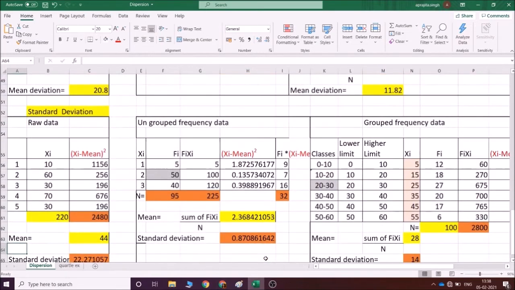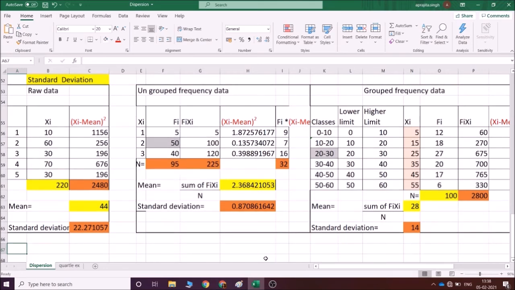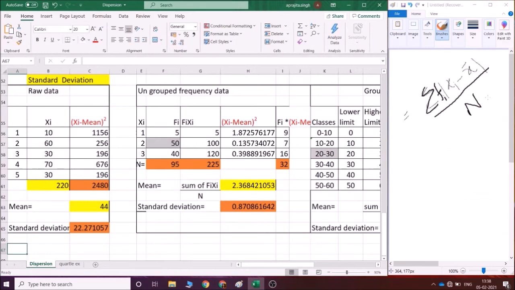Now let's move on to standard deviation. In standard deviation, what happens? In mean deviation, you have to find the mod, isn't it? The absolute value. That problem gets corrected in standard deviation because we are finding the square. So in case of raw data, first find the mean, then find xi minus the mean and square it up.